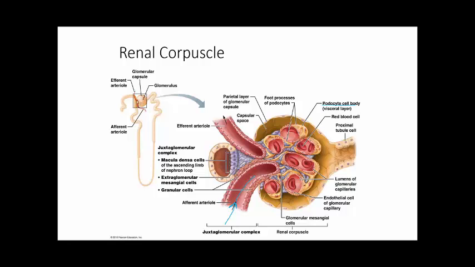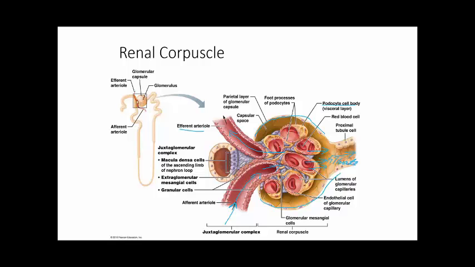But what happens is blood goes in to the glomerulus, and then some fluid gets pushed out. And now we call that filtrate. And that can head into the proximal convoluted tubule. Now, if the fluid doesn't get filtered, then it's going to just head back out through the efferent arteriole and back into circulation.